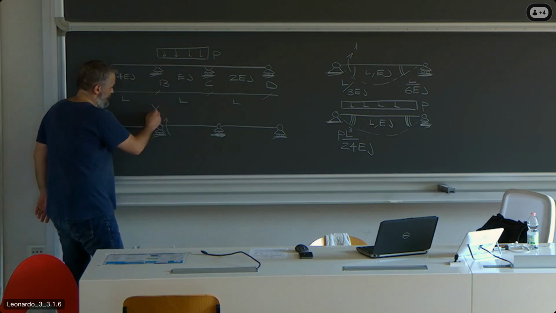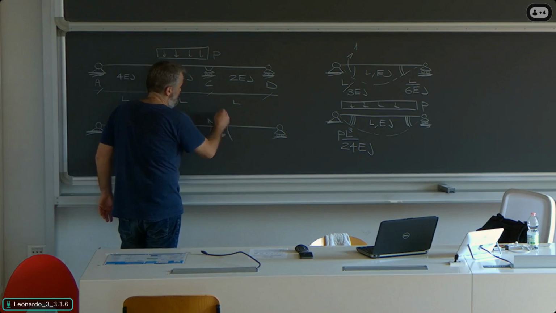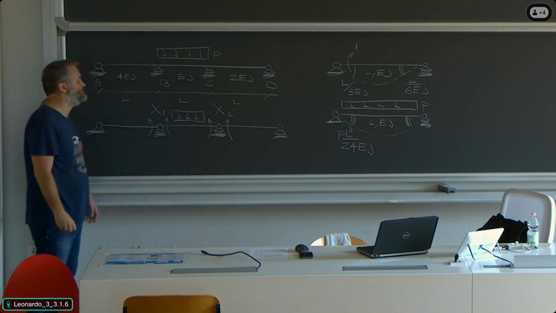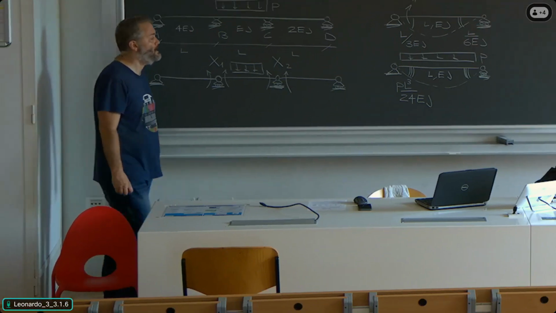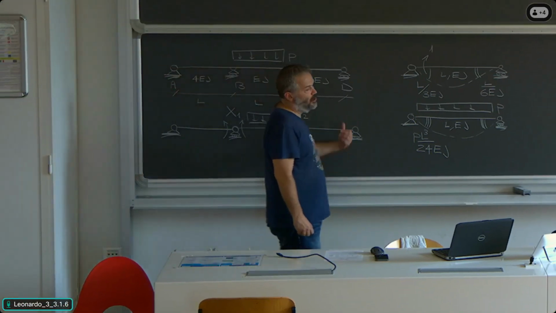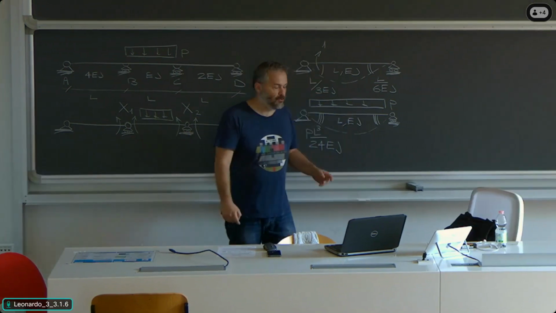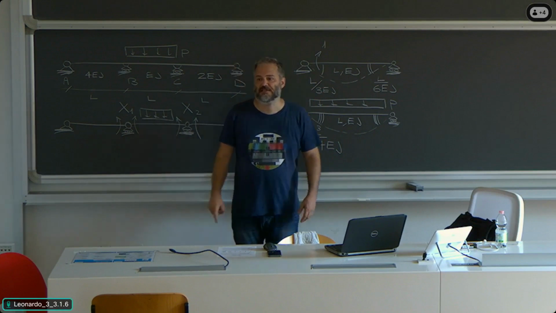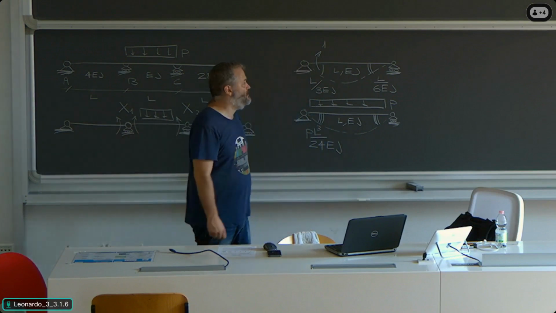I will call this unknown x1. Same happens here. This is called x2. And then there is a distributed load here, which we have to take into consideration when writing the compatibility equations. Okay? All this has to be done by using these two coefficients here. If you have printed out the written exam, you have them at the back of the page. You can look at them anytime you want.